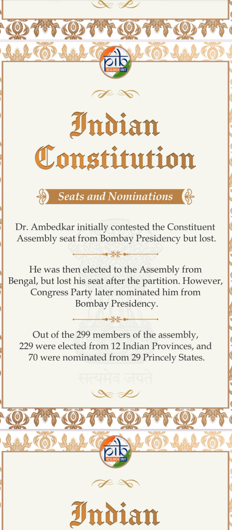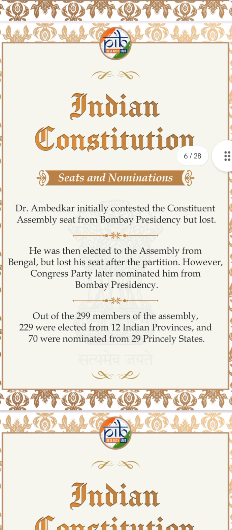Dr. B.R. Ambedkar initially contested the Constituent Assembly seat from Bombay Presidency but lost. He was elected to the Assembly from Bengal but lost his seat after the partition. Two times Dr. B.R. Ambedkar lost his Constituent Assembly seat. However, the Congress party later nominated him from Bombay Presidency.